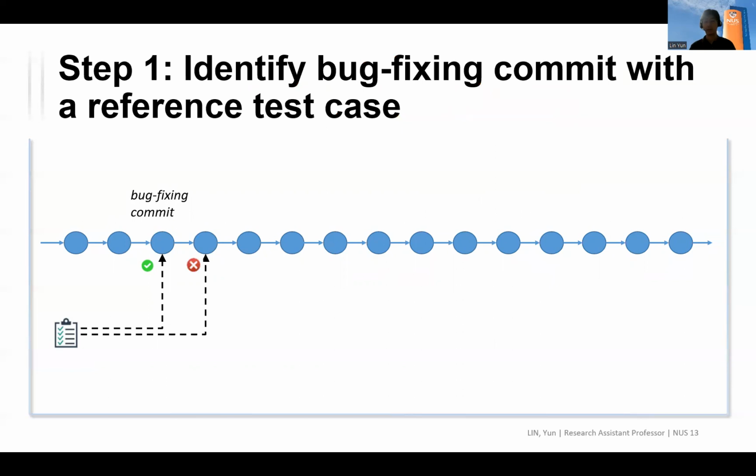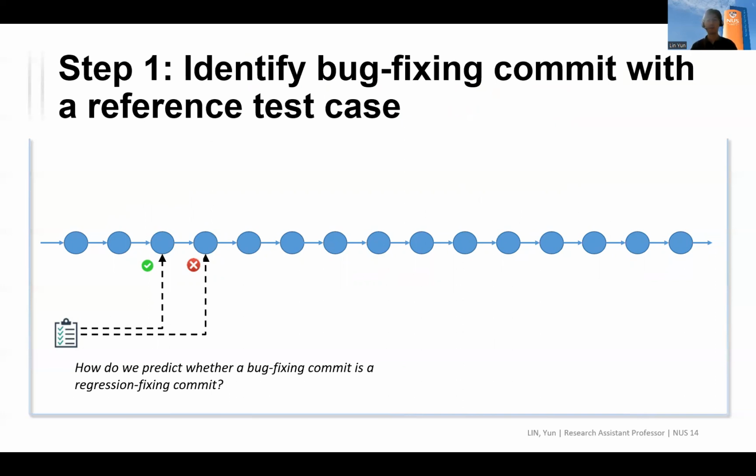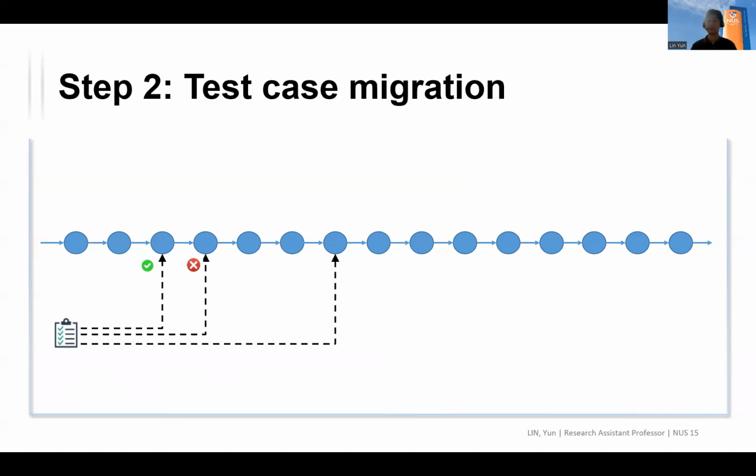Our solution consists of 3 steps. First, we search for a commit where one of the test cases can pass this commit and fail the commit before. If such a commit exists, we believe the commit is a bug-fixing commit. While a bug-fixing commit is relatively easy to locate, it is non-trivial to estimate how likely the bug-fixing commit is also a regression-fixing commit. We will introduce our estimation technique later.